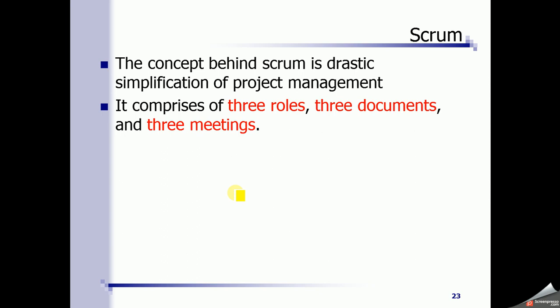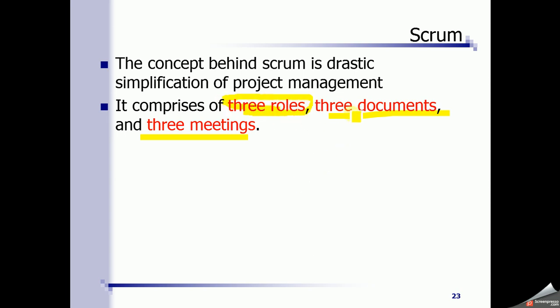Let's talk about Scrum first. The concept behind Scrum is drastic simplification of project management. It comprises 3 roles, 3 documents, and 3 meetings. Well, if you recall in SAD 1 and SAD 2, we talk about a lot of stakeholders which are involved. We have system analysts, we have designers, we have database designer, we have coders, development team, testing team, right? Project manager. There are so many roles. But here we have only 3 roles.